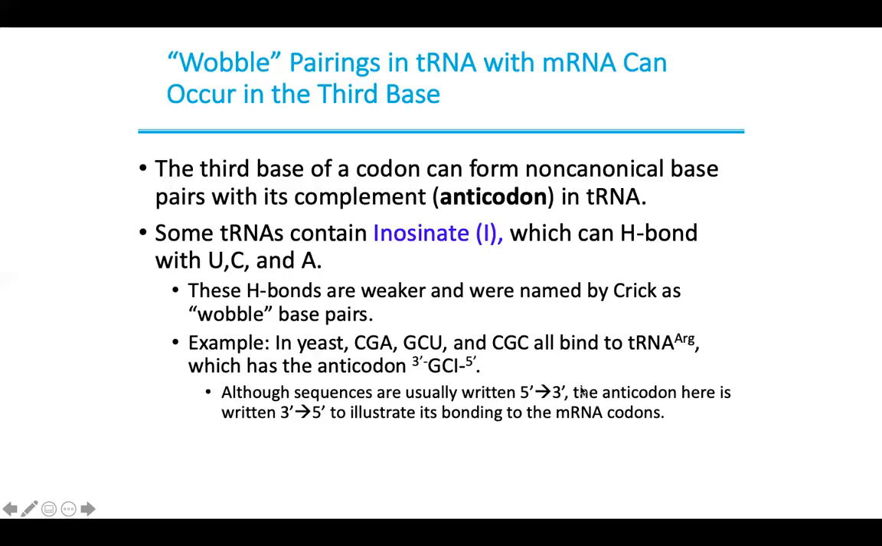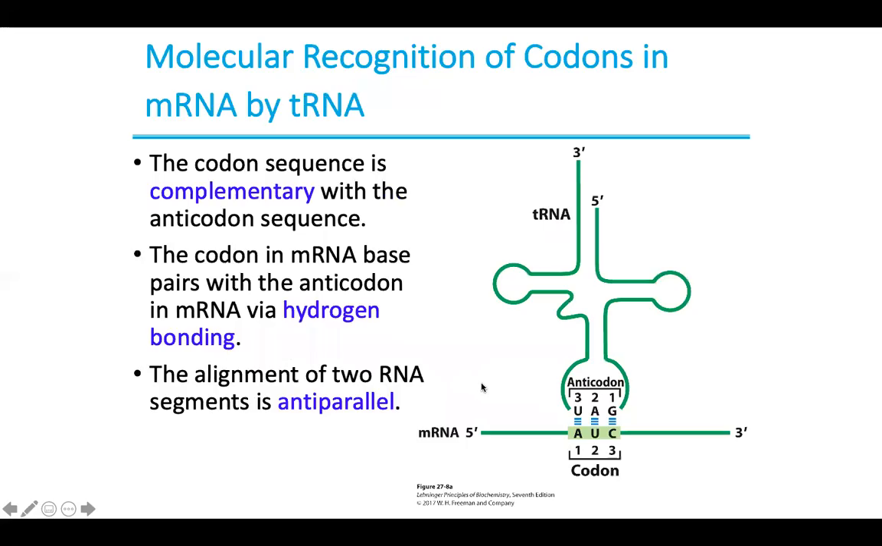Again, a codon will be written from 5' to 3'. So this is the 5' end and this is the 3' end. For the anticodon, it's 3' to 5' because it's complementary. So how does tRNA recognize the codon on the mRNA? The codon sequence is complementary to the anticodon sequence.